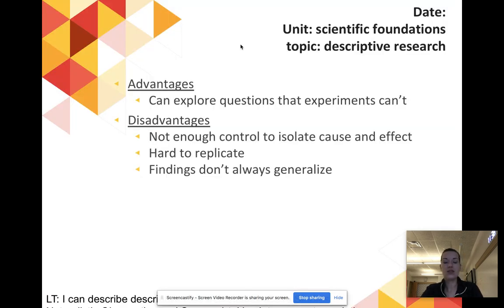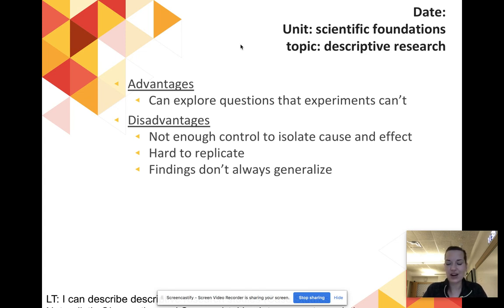All right, so I want to go a little bit further into the surveys, or descriptive research, excuse me, because there are good things and bad things about it. The good thing is that, like we've been saying, it can look at questions that experiments can't, because you can see people in their natural environment and you can talk directly to the people. They're not as controlled, right? So you can explore things that you may not be able to do in a lab.